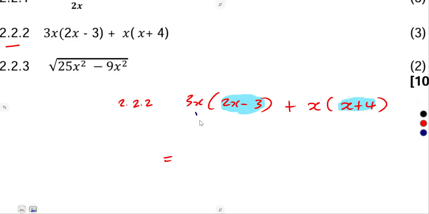So that's 3x multiplies 2x. So 3 times 2 is 6, and x times x gives us what? x squared. Same bases, you add the exponents. So that's 1 plus 1, which is 2.